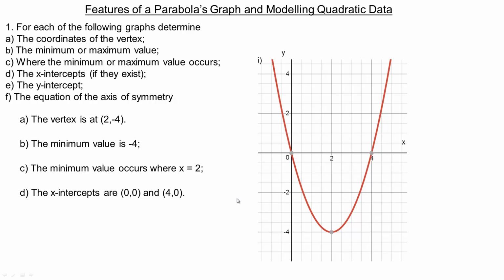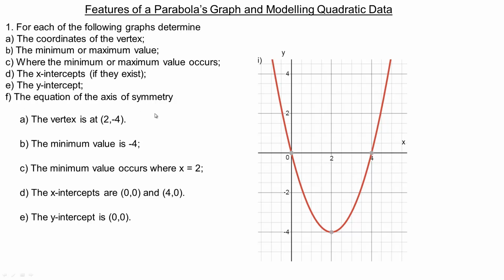The y-intercept is the same as one of the x-intercepts for this graph, because if it goes through 0 on the x-axis, it also goes through at 0 on the y-axis. So the y-intercept is at 0, 0. There's always only one for an upward or downward opening parabola, one y-intercept, but there are often 2 x-intercepts.